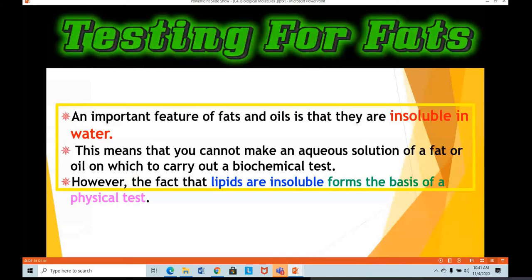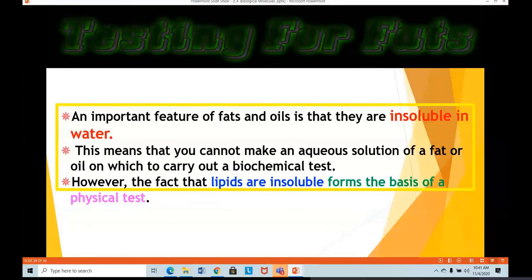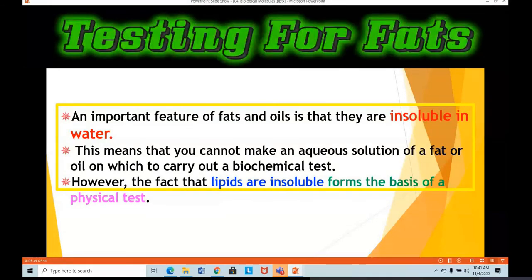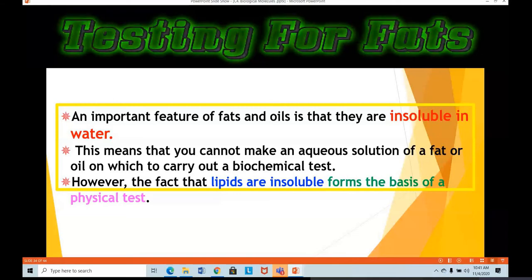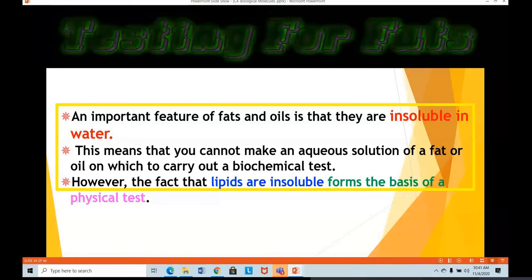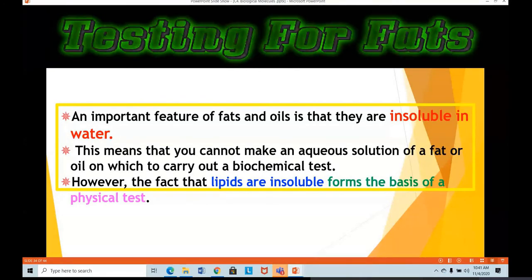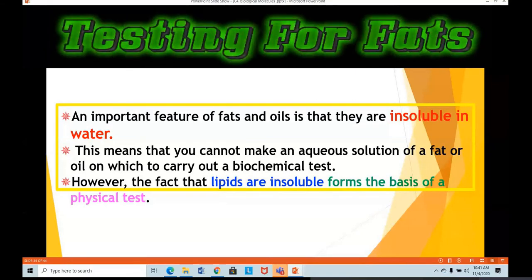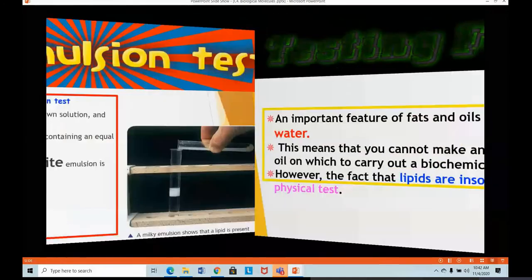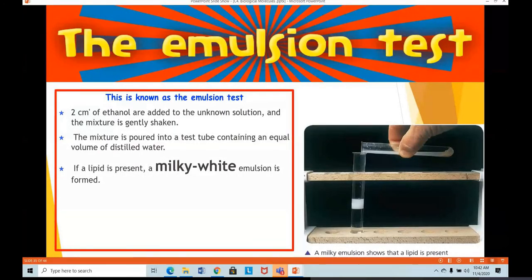Testing for fats first, so the testing for the lipids. An important feature of fats and oils is that they are insoluble in water. This means that you cannot make an aqueous solution of a fat or oil on which to carry out a biochemical test. So what do we do now? However, the fact that lipids are insoluble forms the basis of a physical test. As fats are insoluble in water, we cannot mix them in water or conduct any test like we did for the proteins and for carbohydrates. So we need to use something else in order to check the presence of fats. Such a test is known as the emulsion test.